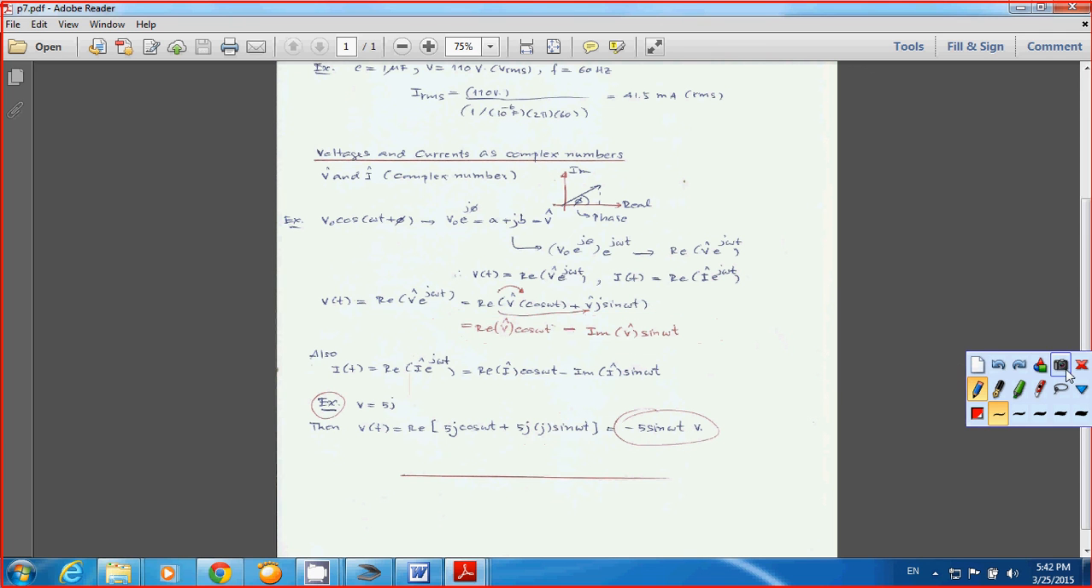Let's start over again. If you pick up this one, the real part of cosine omega t, you don't have that, because for V you don't have the real part, you have only the imaginary part, so this one becomes 0. And for this one, you pick up the imaginary part of V, which actually becomes 5, and then you simply multiply by sine omega t. That's why you end up with this term, and you have the negative sign here.